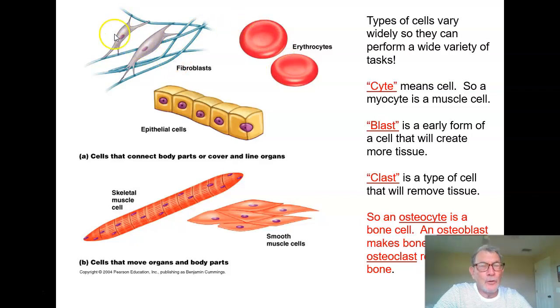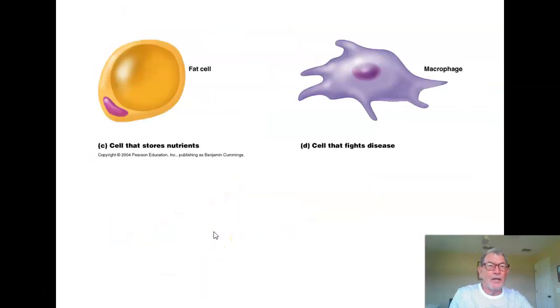Fibroblasts, these are cells that make fibrous connective tissues inside your body to hold you together. Epithelial cells, these cuboidal cells here that we're going to learn about later, a lot of them are in glands. They secrete stuff. There's a skeletal muscle cell, long and skinny. Smooth muscle cells are shaped a little bit differently. Lots of different kinds of cells.